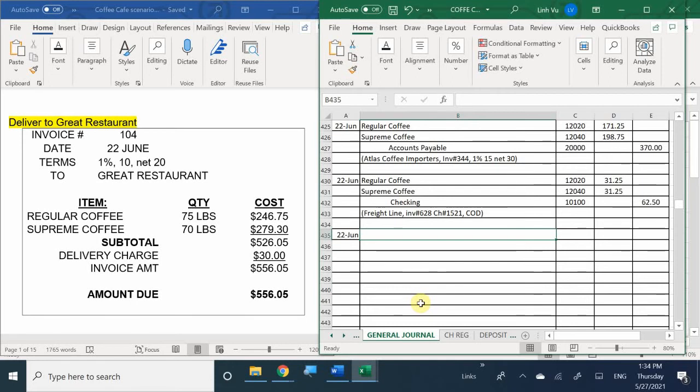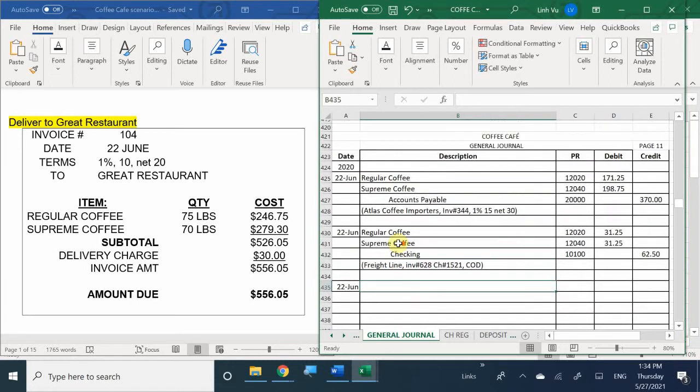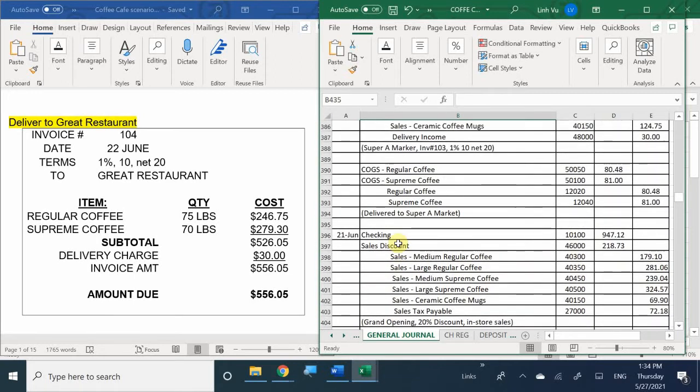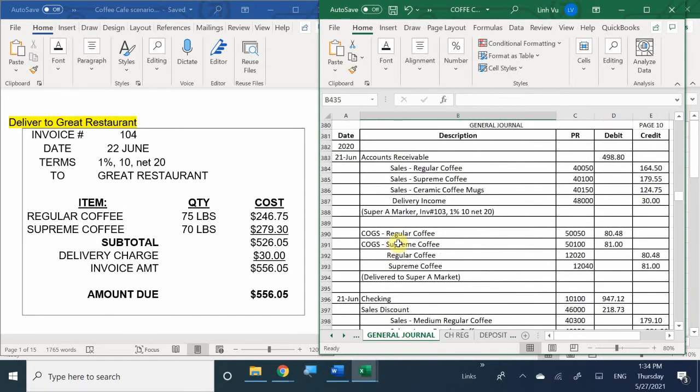And the delivery charge, or I can't think of the proper name. I'm looking for it too on my... okay, we have delivery charge. What did we sell to this customer? Oh, regular coffee, supreme coffee, and delivered. And just the delivery, okay?